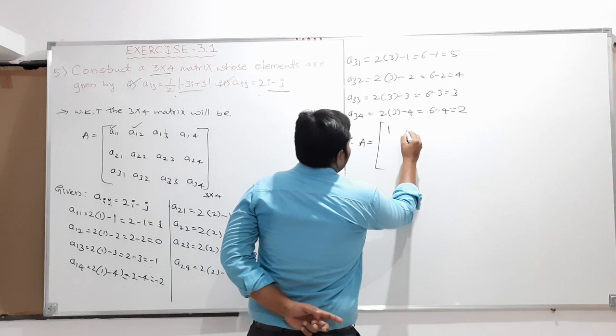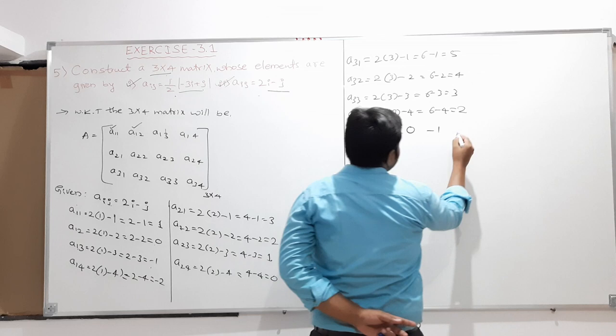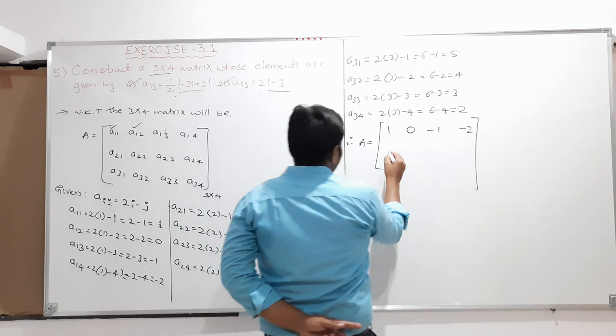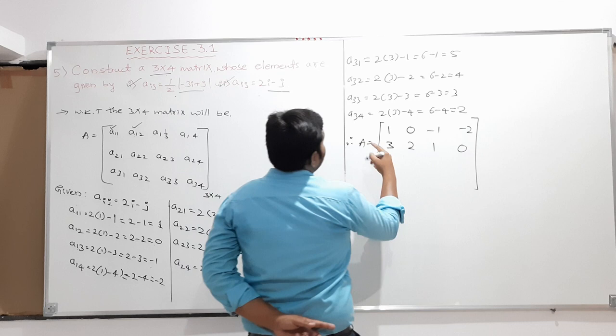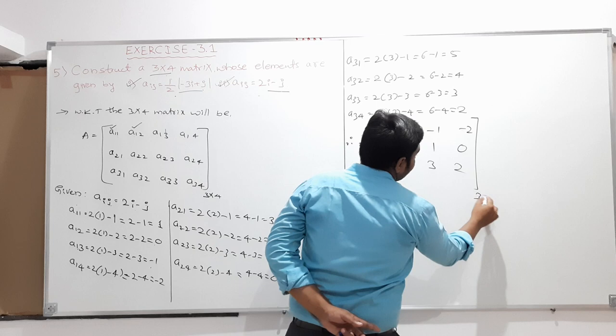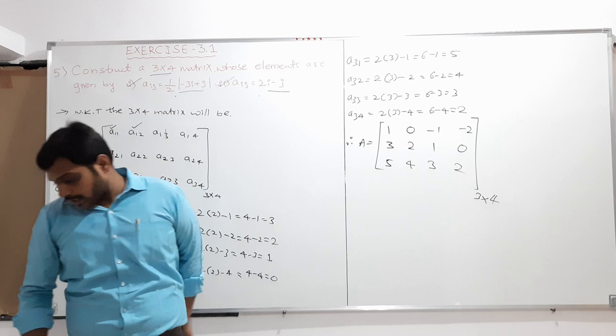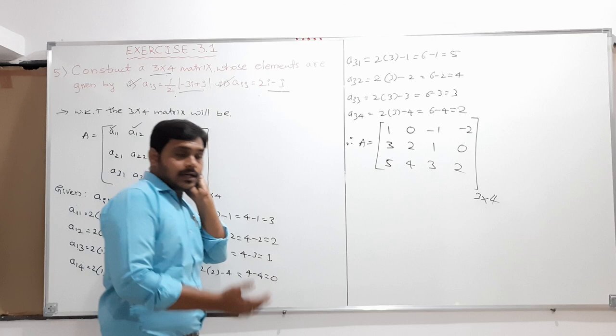1, 0, minus 1, minus 2. And next, in place of A21, therefore 3, 2, 1, 0. And next 5, 4, 3, 2. So this is the matrix of the order 3 cross 4. They asked me to construct the matrix of the order 3 cross 4. So therefore this is your required answer.